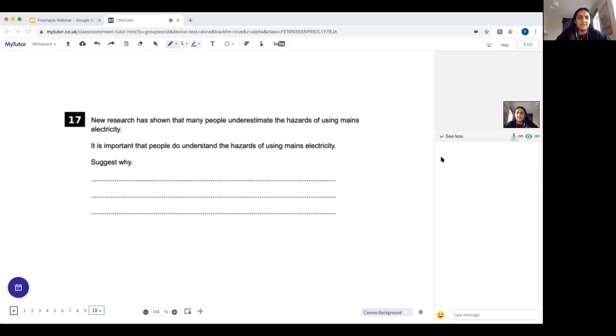So it might kind of seem like an obvious, kind of weird question, but it is important for you to understand. So why would it be? Why is it important? Yeah, great. You could get injured via an electric shock. So yeah, you can absolutely get an electric shock from mains electricity in lots of different ways. And so it's very important for us to understand the hazards of it.